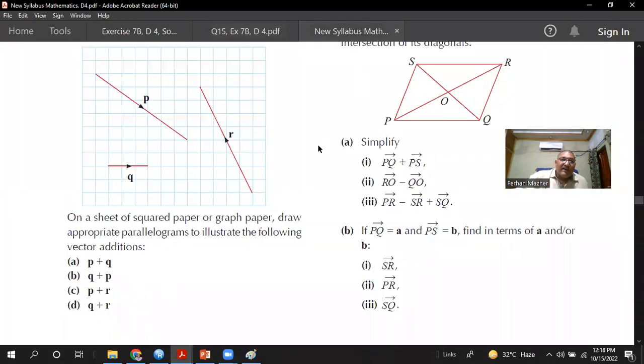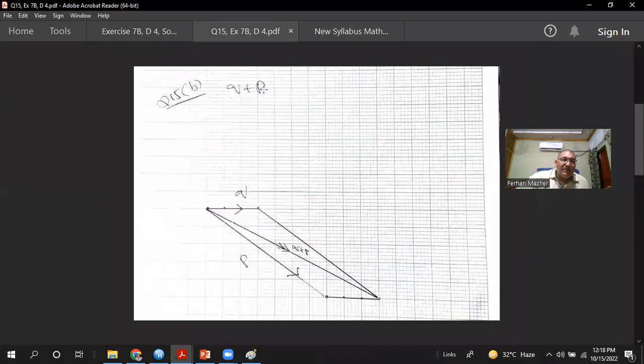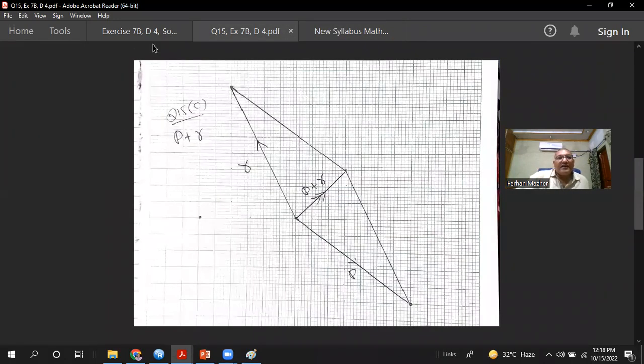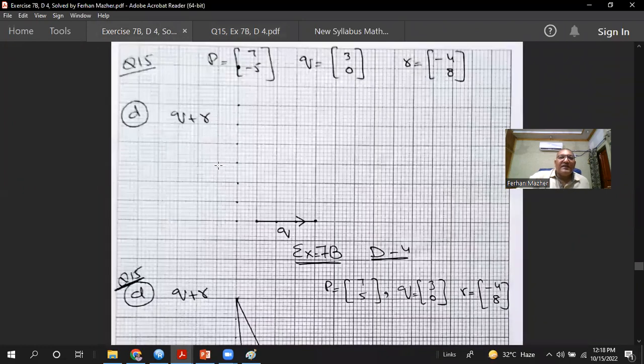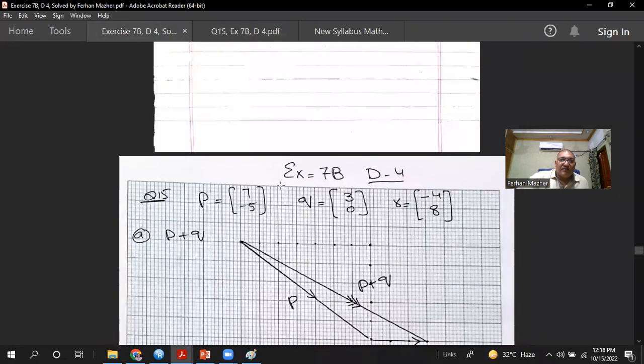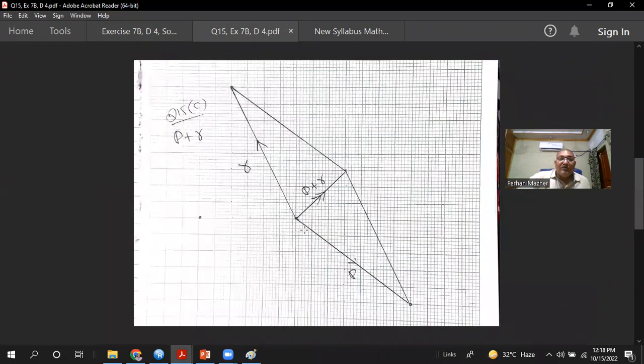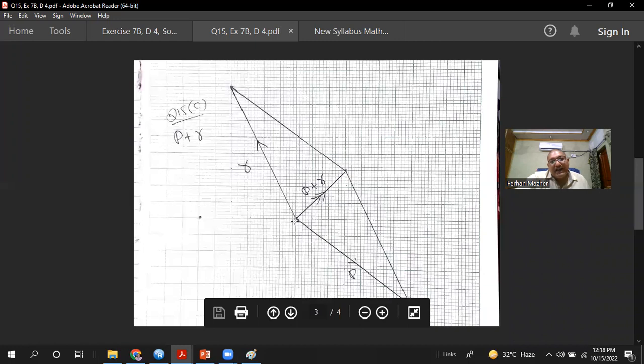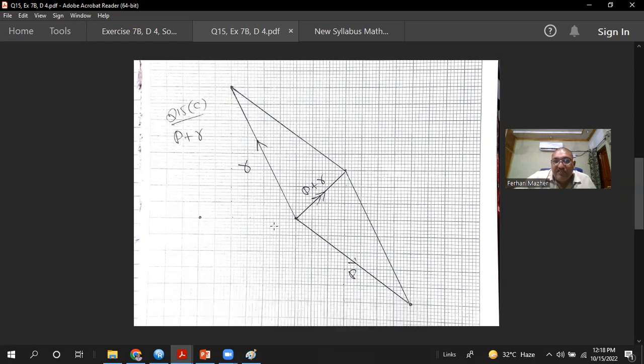Okay. The next one they're asking is the P plus R. Okay, P plus R. So I can show you the P plus R. You know the P is 7, minus 5 and the R is minus 4, 8. Okay. So I will draw first of all the P. I'm starting from here. I will draw the P. Then from the same point, I will draw the R. And the same R I will draw from this point. Then I will join these 2 points. This is a parallelogram completed. Where the tails are joined, I will join it with the opposite corner, and that will give me the P plus R.